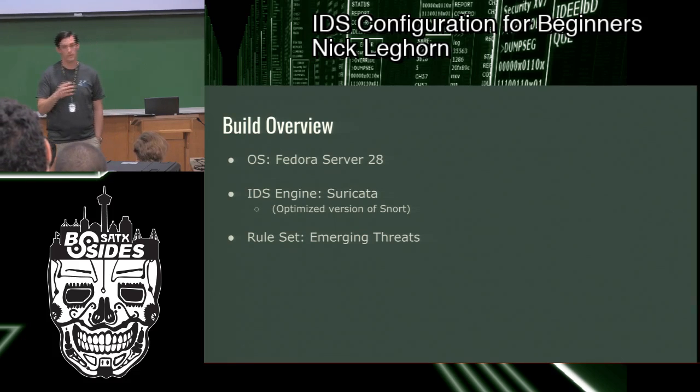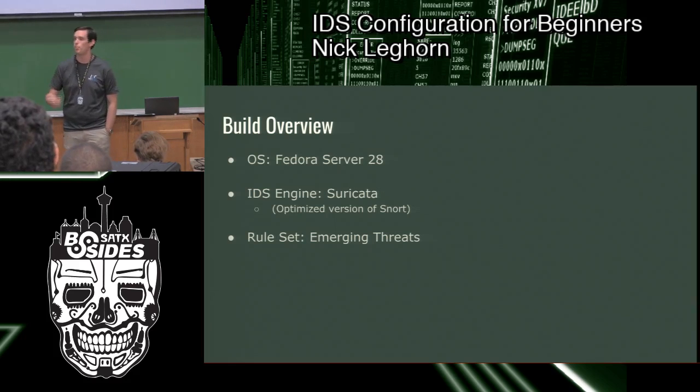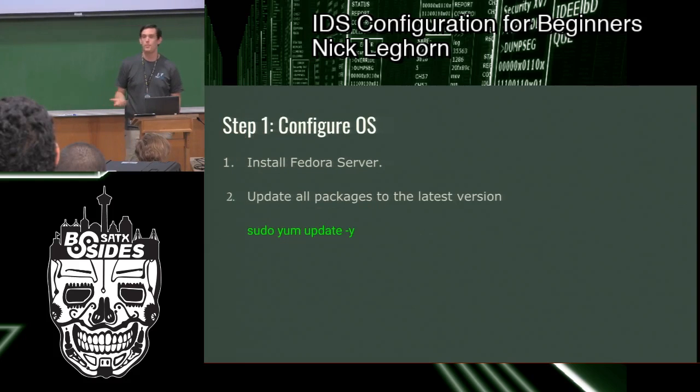For that $400 a year fee, they have a version of the Emerging Threats rule set that is updated a little quicker and has a little bit more juice to it. So if you want to put this in production and move from concept to reality, that would be my recommendation as well. And it's pretty much just as easy to download those rule sets. So step one is install Fedora server. I'm not going to do that today because that takes a while.